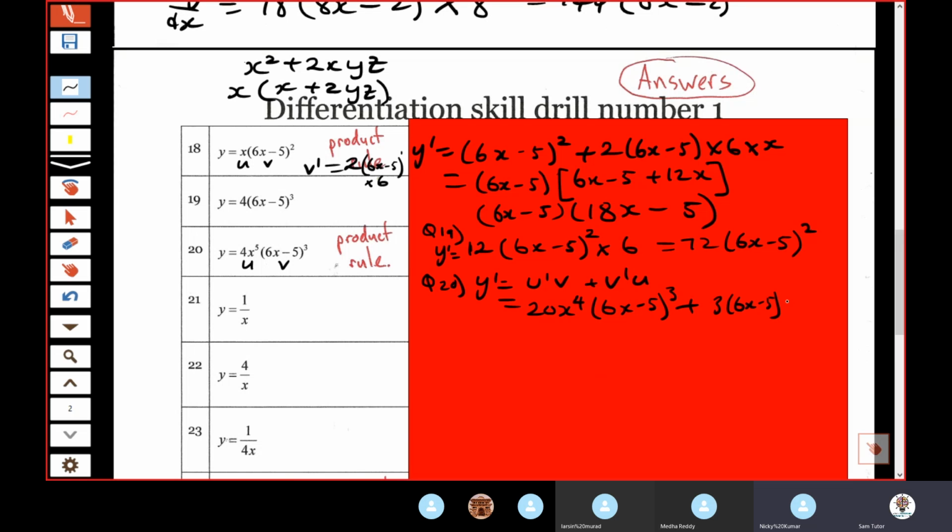Times, you keep forgetting to say that. Powers. What about your powers? Oh sorry, 2, times 4x to the power of 5. You're close. v dash, you haven't finished. So you've got to differentiate the inside. Oh, 6. And then u, and then times 4x to the power of 5.